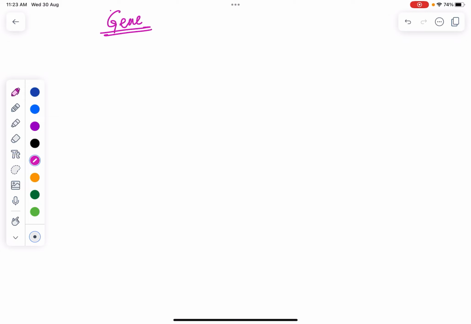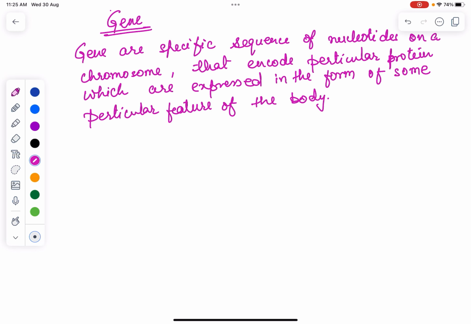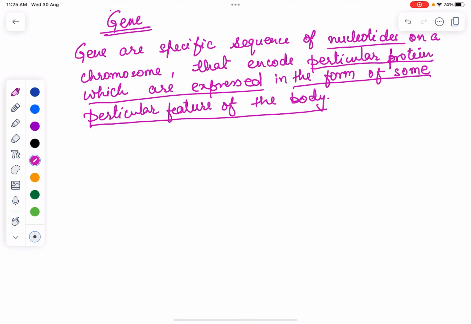So we can say that the portion which encodes a particular protein, and that protein codes for some characteristic, is called a gene. Genes are specific sequences of nucleotides on a chromosome that encode a particular protein, which are expressed in the form of some particular feature of the body.